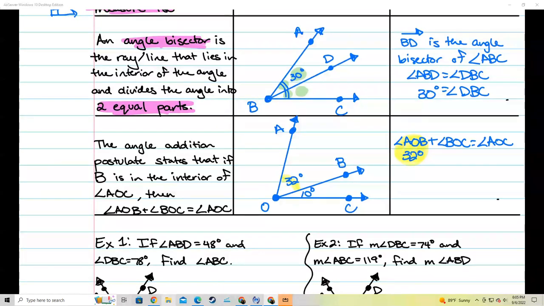Angle BOC, that's this little one down here, and I know that that one is equal to 10 degrees. So I'm going to write plus 10 degrees is equal to angle AOC. That's this angle put together. So I'm going to go ahead and draw it put together like this.